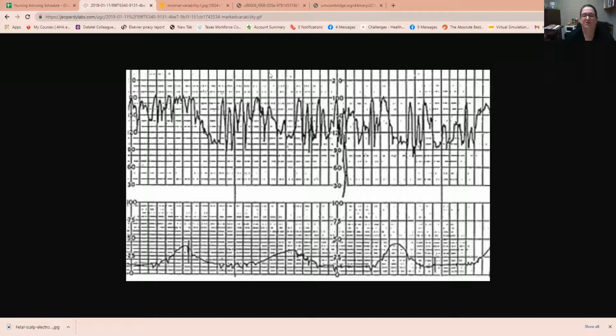Marked variability is greater than 25 beats per minute range. So you see this one's kind of all over the place. And we're going to talk about these dips later on. We're going to talk about what that looks like later on. But this marked variability from beat to beat, these big changes indicate some stress typically. Now, we may also see marked variability if the fetus is very excited, if they're startled, we might see a little bit of marked variability.